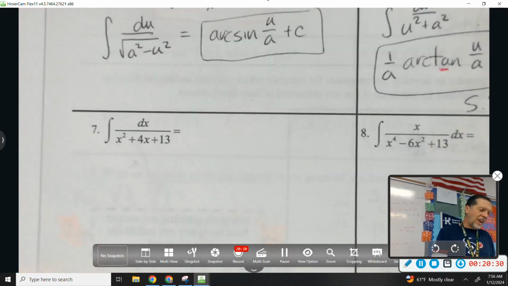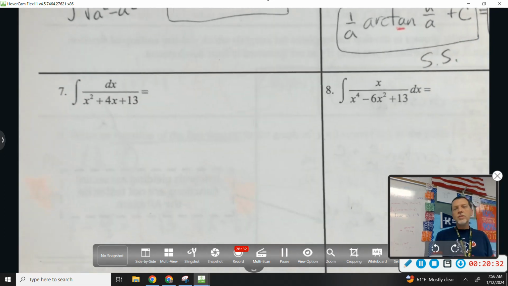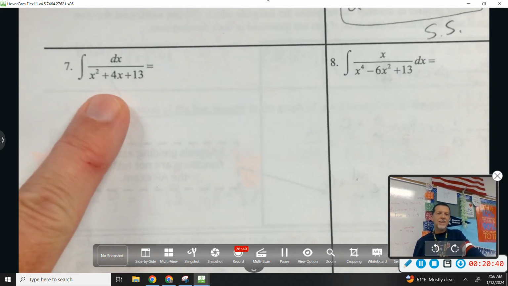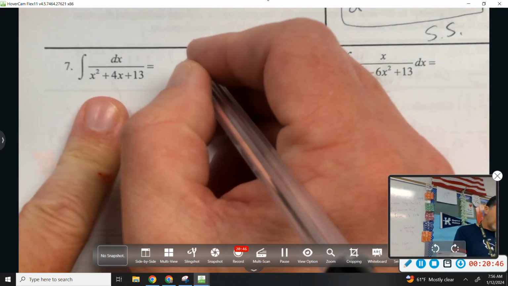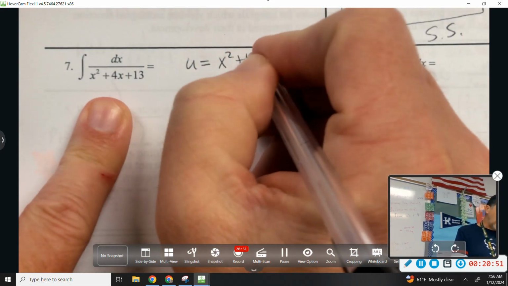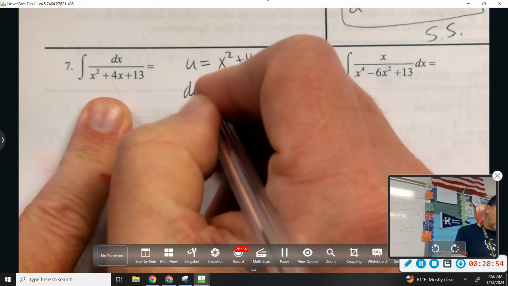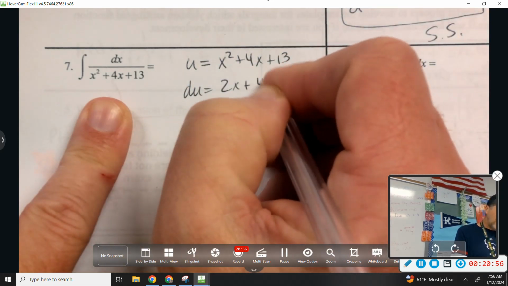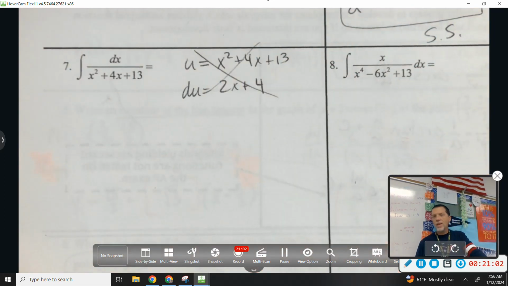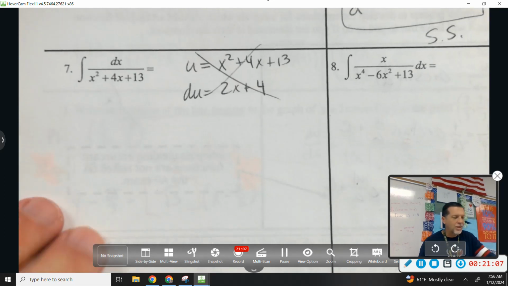All right, 7 and 8. This is where the problems go from a 4 to a 5 on the AP test, because that does not look like any of our options. So you start thinking, well, what are my other options? If I let u be the denominator, then du is 2x plus 4. That doesn't do me any good, so that doesn't really work. This is one of those where your teacher has to show you what to do. Otherwise, who came up with this?